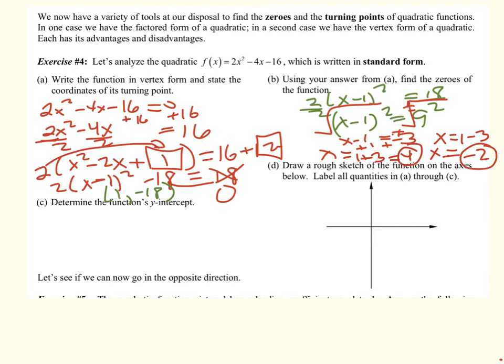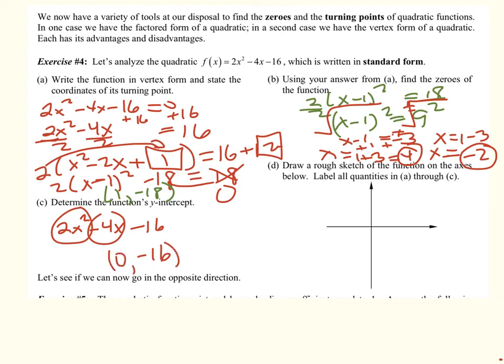Part C, determine the y-intercept. So that's pretty easy. If you put 0 in, this whole thing will 0 out, this will 0 out, and you'll get negative 16. So basically it's (0, negative 16) is your y-intercept on the y-axis.